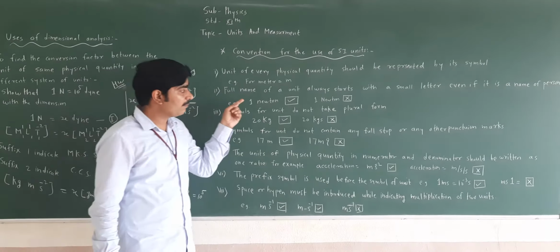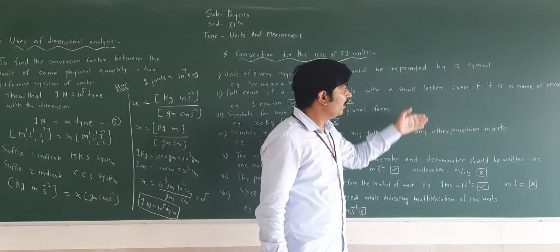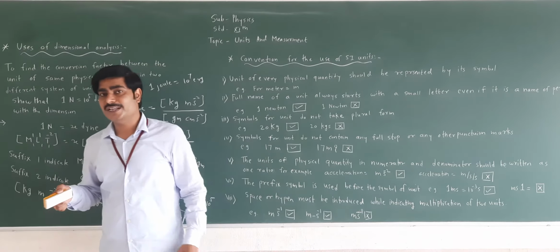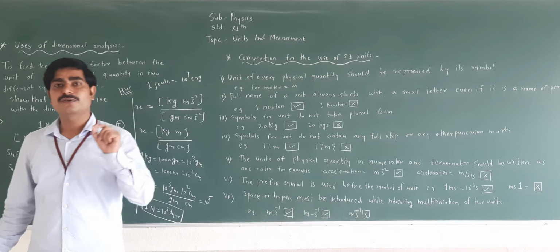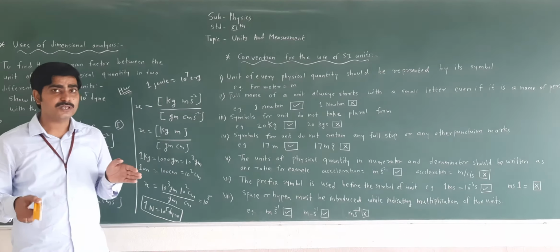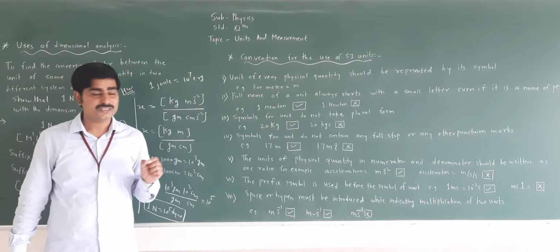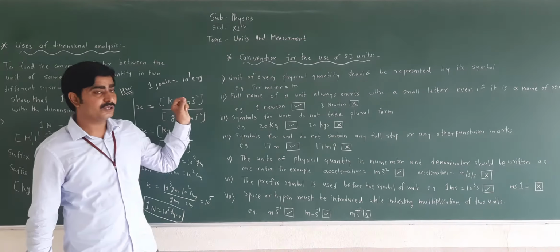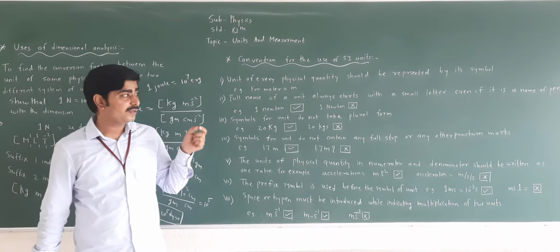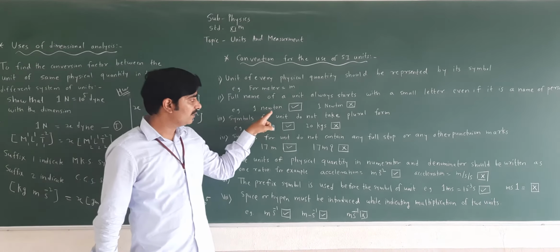Second, the full name of a unit always starts with a small letter, even if it is the name of a person. In English, you have learned that while writing the name of a person, the first letter should be capital. But here, the rule is different. Suppose you want to write the full form of a unit named after a scientist. Here I am giving an example. Suppose Newton is the name of the scientist. If we want to write 1 newton in full form, then remember the first letter should always be small. So 1 newton, this is the correct method.